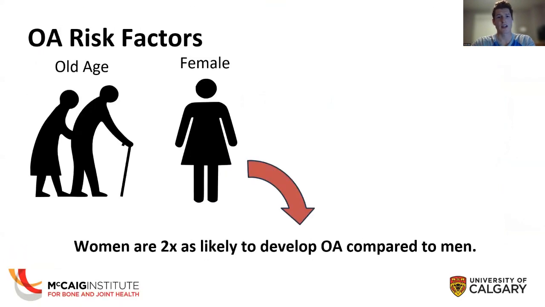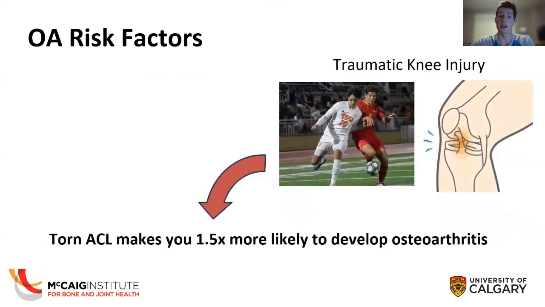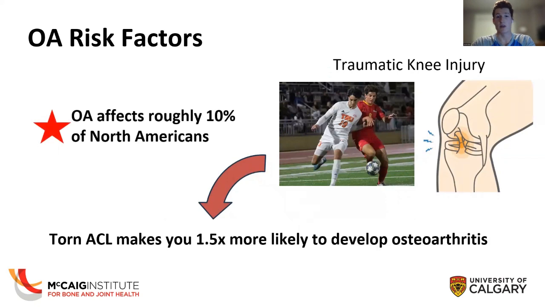There are numerous risk factors associated with developing OA. In fact, you're twice as likely to develop OA if you're female. Traumatic injury, such as a torn ACL, commonly seen in athletes, makes you 1.5 times more likely to develop OA. These reasons, among others, cause OA to affect about 10% of North Americans.